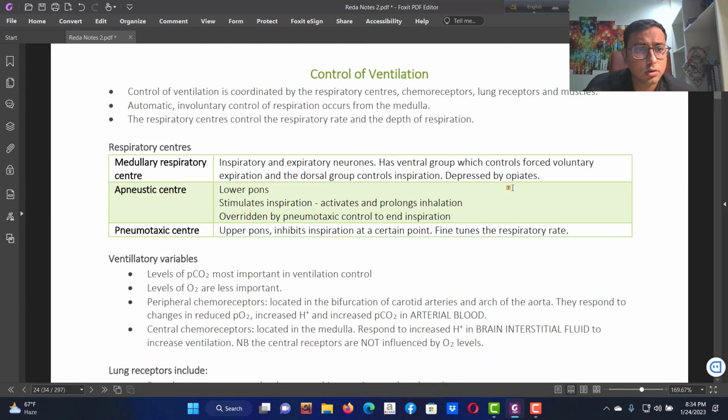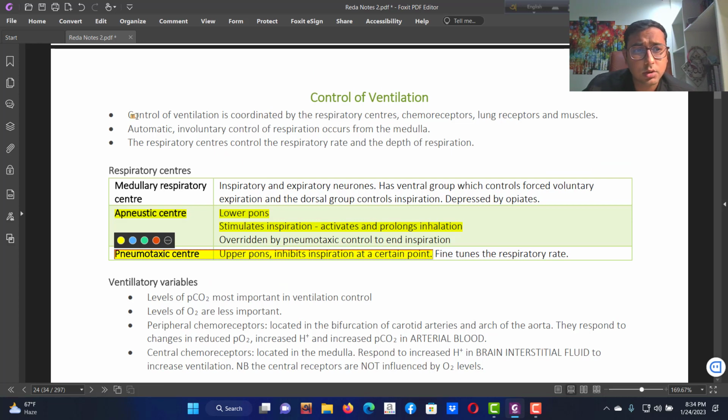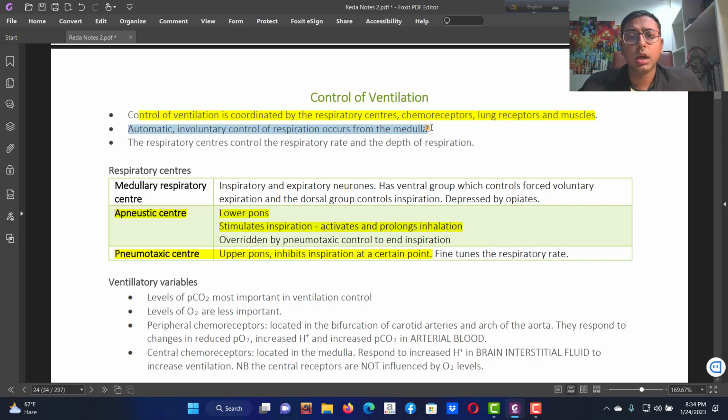Not necessary. Control of ventilation. So through things, that is apneustic centers that will stimulate the inspiration, prolonged inhalations, and the pneumotaxic center upper pons inhibit the respiration starting points. And the control of ventilation is correlated with respiratory centers, chemoreceptors, and lung receptors and muscles. Automatic involuntary control of respiration occurs from the medulla. It is important for exam.